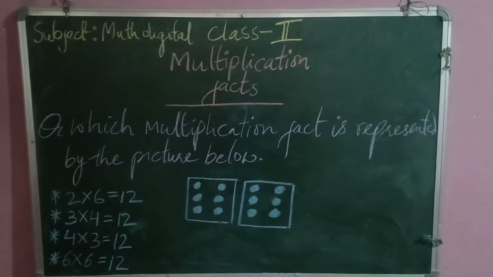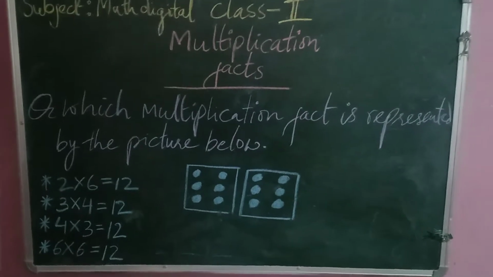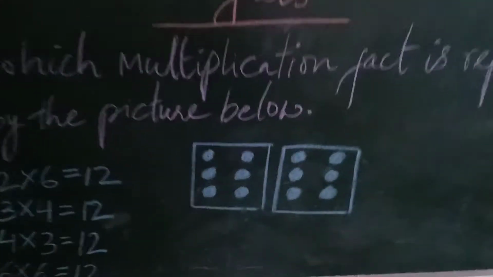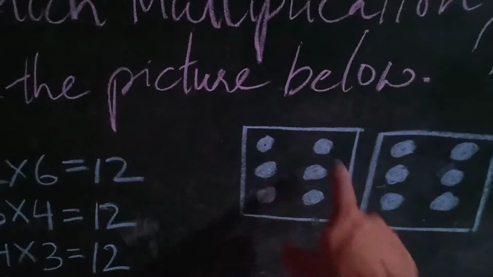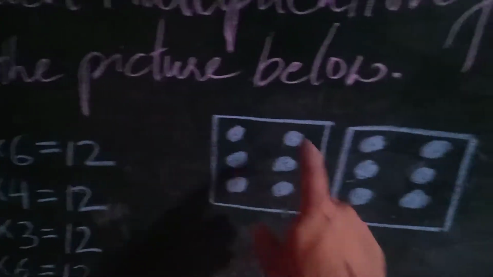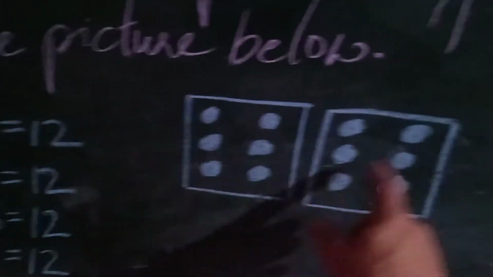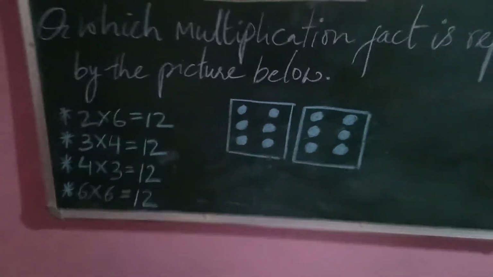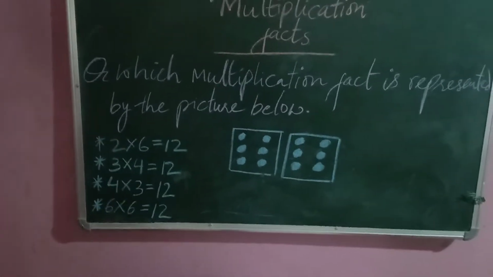Which multiplication fact is represented by the picture below? There is a picture of two dice, and each die shows six dots. So that means there is six, and this is also six. You have to find out what multiplication fact is represented by these dice.